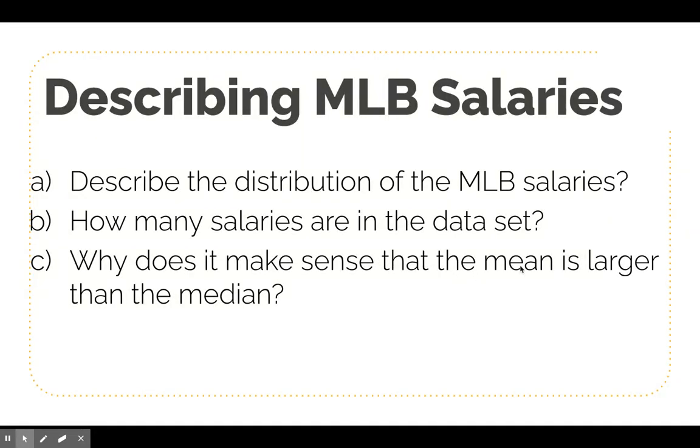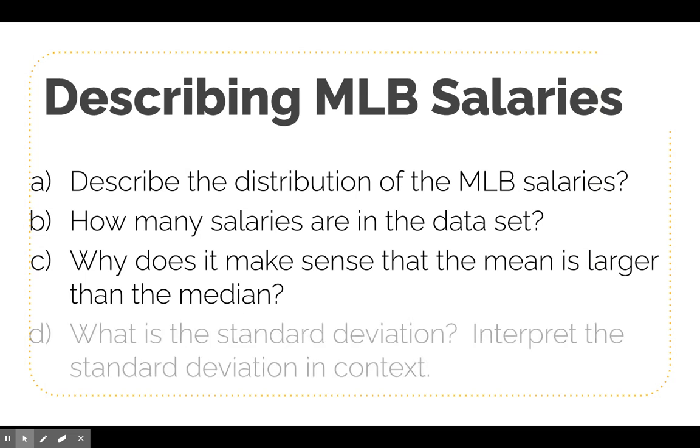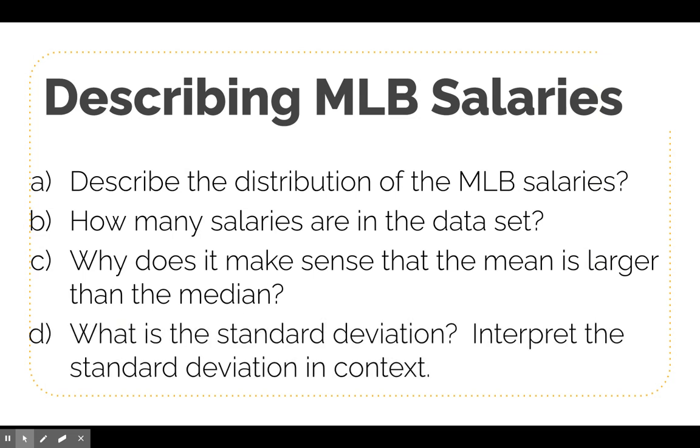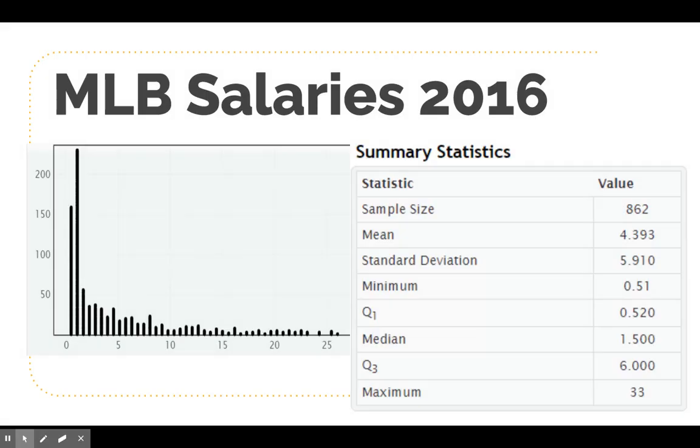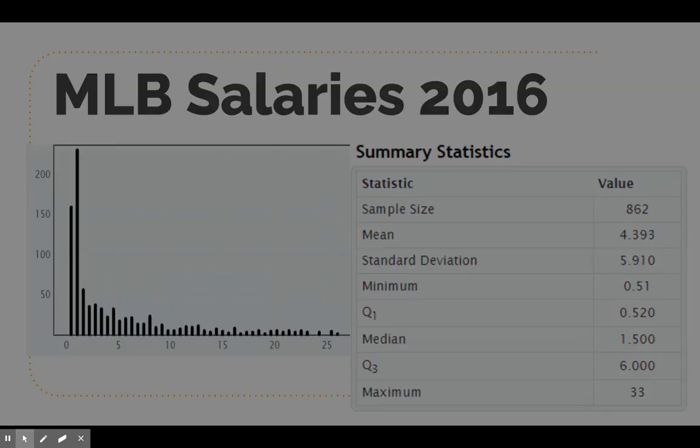Why does it make sense that the mean is larger than the median? Just a reminder, that always happens when the data set is skewed right. And then what is the standard deviation? The standard deviation was 5.9. And just a reminder of what that tells us: this data set as a whole typically varies from the mean by 5.9. So typically you would expect a salary to vary from the mean by 5.9. So just a reminder of that information.